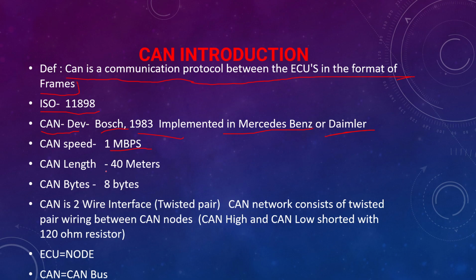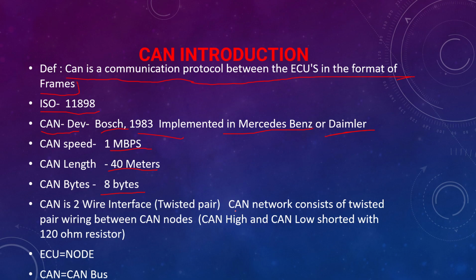If the CAN bus is 40 meters, we can transmit 1 Mbps per second. How many bytes of data will it transmit per cycle? In one cycle it will transmit 8 bytes of data. So CAN is a two-wire interface or twisted pair. It is a two-wire interface because it has only two wires.